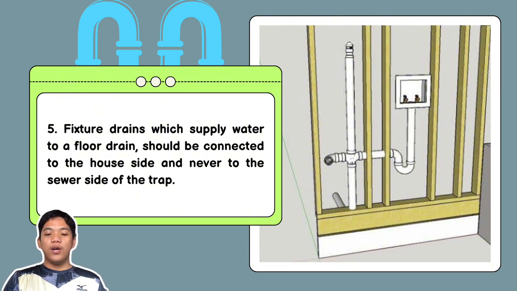Number 5. Fixture drains which supply water to a floor drain should be connected to the house side and never to the sewer side of the trap. Meaning to say of this state of this number 5 is kailangan talaga yung fixture drains natin is hindi siya connected mismo doon sa sewer side ng ating fixture because yung nga if nakinig ka dun sa ating mga previous topics which is the backflow valve, yun ang iniiwasan natin, mag-backflow ang water. Kasi baka pag nagkaroon ng backflowing, mahahaling mga contaminated water doon sa ating clean water supply doon sa fixture drains natin. Yun ang ating iniiwasan, ang magkaroon ng backflowing.